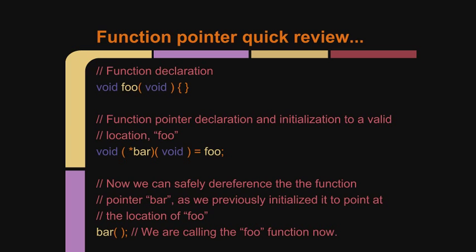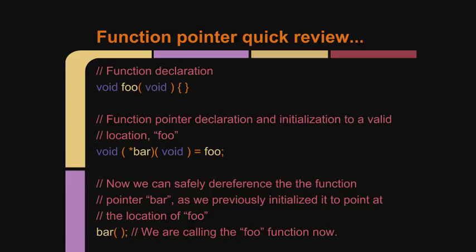Here we fixed the previous example. Again, we have the foo function declaration followed by the bar function pointer declaration, and this time we're initializing it to foo. Remember, any function's name without parentheses is its address. So this second line of code is actually real syntax for how we could declare a function pointer and initialize it to point at a particular function, in this case, foo.